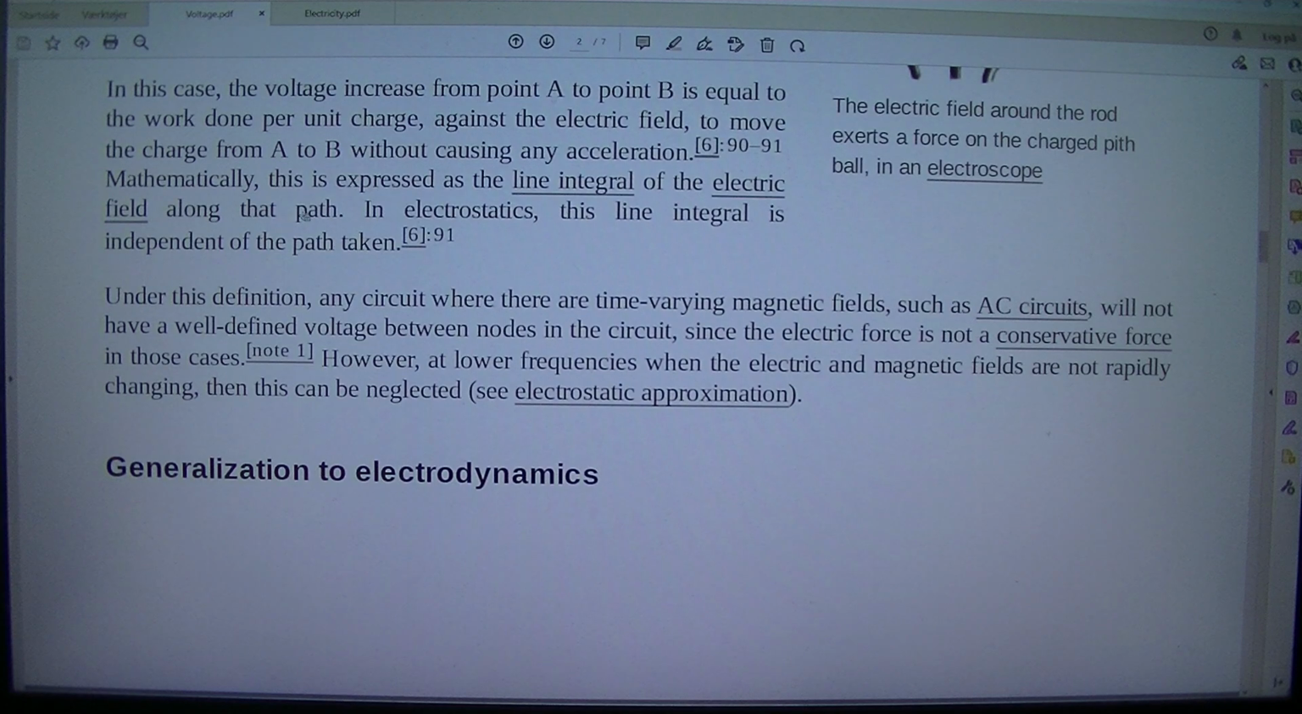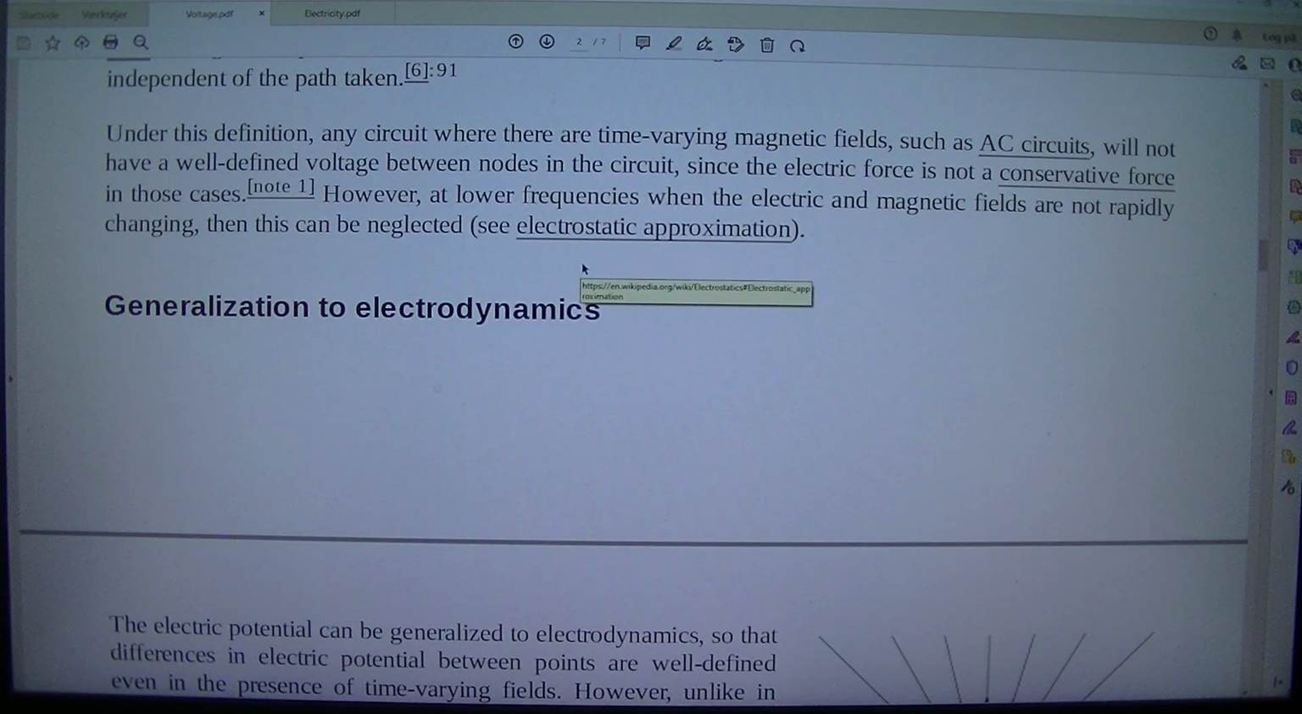Mathematically, this is expressed as the line integral of the electric field along that path. In electrostatics, this line integral is independent of the path taken. Under this definition, any circuit where there are time-varying magnetic fields, such as AC circuits, will not have a well-defined voltage between nodes in the circuit, since the electric force is not a conservative force in those cases.